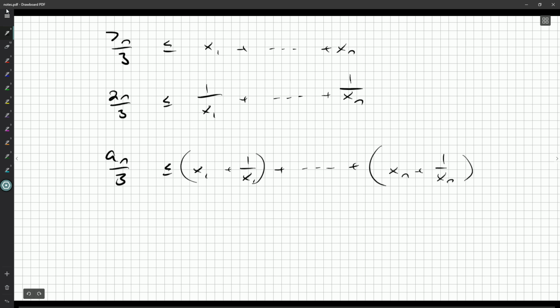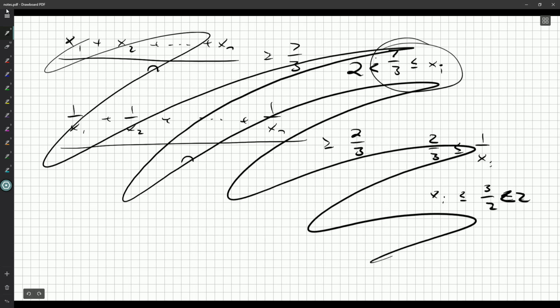Then the 9n over 3 turns into just a 3n. So this would suggest to me that on average, each of these things plus their reciprocal is at least 3. But I mean, that's the same sort of flawed reasoning that led me to this, and I don't think that is helpful.